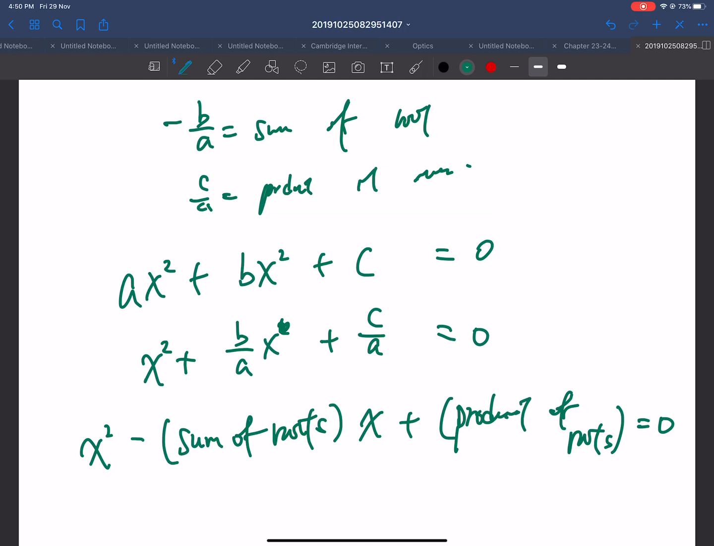And then, let's try to do one question in this chapter. Which one do you think is quite difficult? Maybe question 2 lah.